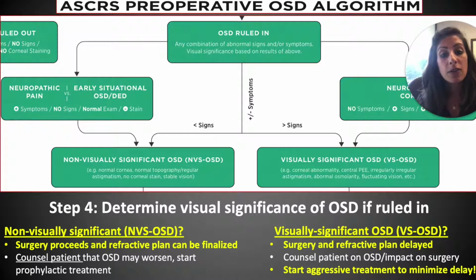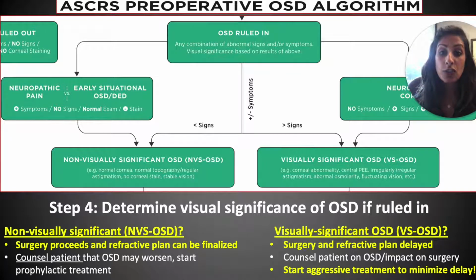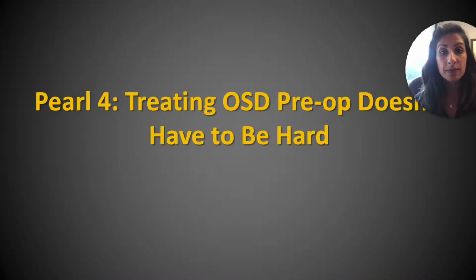So once the patient's gone through the algorithm, you can classify them as visually significant or not visually significant ocular surface disease. Anyone who falls into the visually significant category is considered to be a hard stop for surgery. They really need to be treated. The OSD needs to be addressed. And what's different than some of the traditional algorithms is that indeed we want the patients to have rapid rehabilitation because ultimately they want to get to surgery.